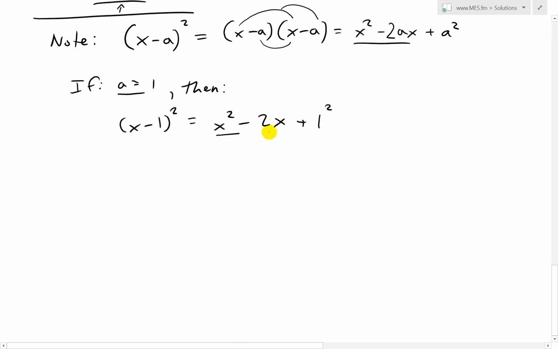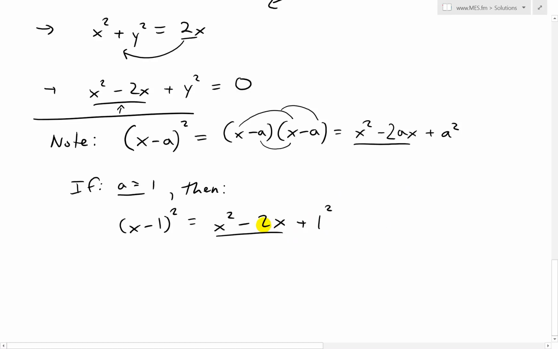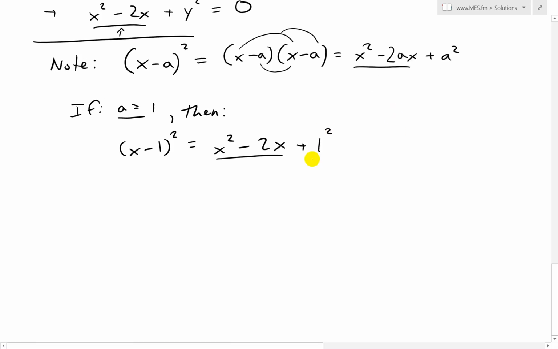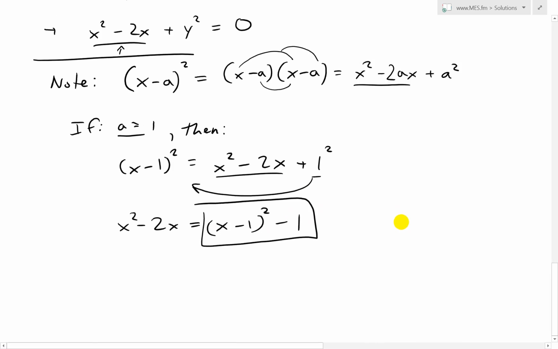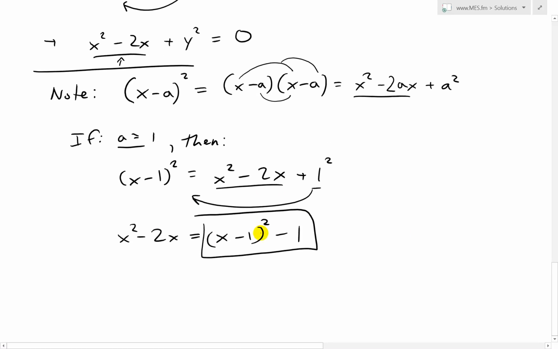So this part here, x squared minus 2x, is this, so we can just move this onto the left side. What we get finally is x squared minus 2x equals (x minus 1) squared minus 1. So I'll put it on the right side. So what we have is this equation. We've just completed the square, and we have a square there.